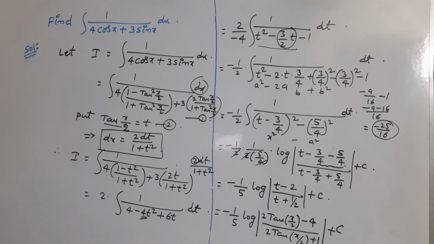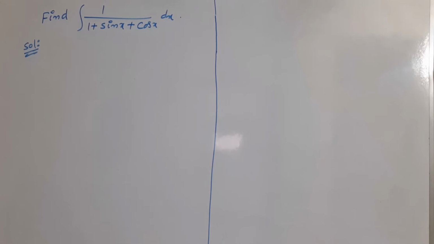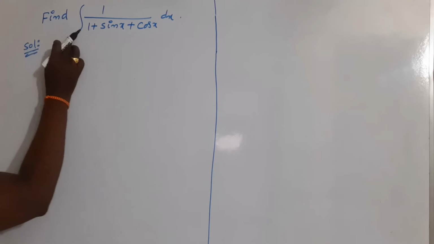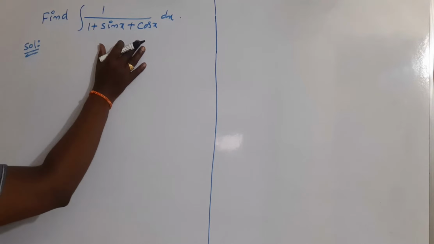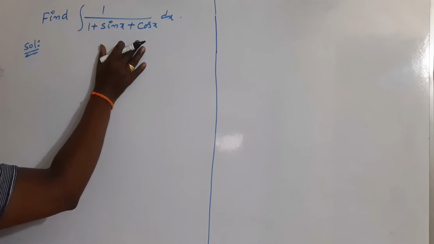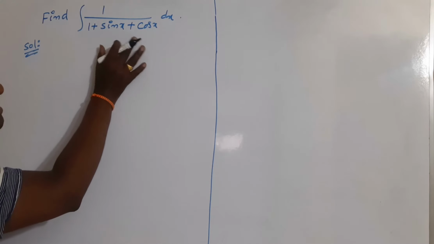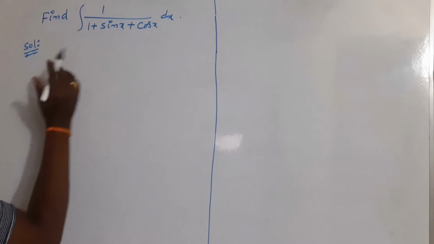I will give you another example now. See, this is the next one. Find integration of 1 by 1 plus sin x plus cos x. Here also in the denominator both sin and cos terms are involved. That's why we should replace the values of sin x and cos x in terms of tan.